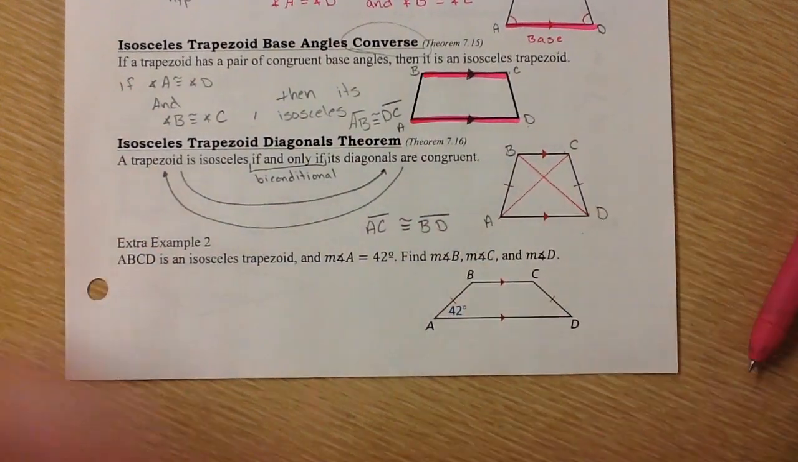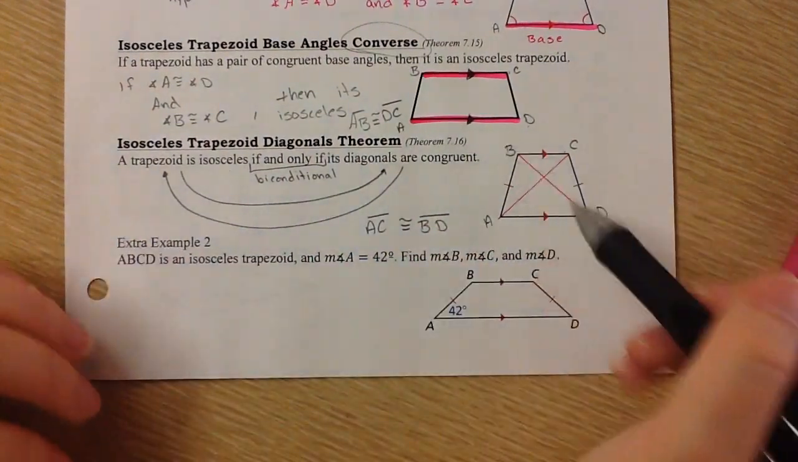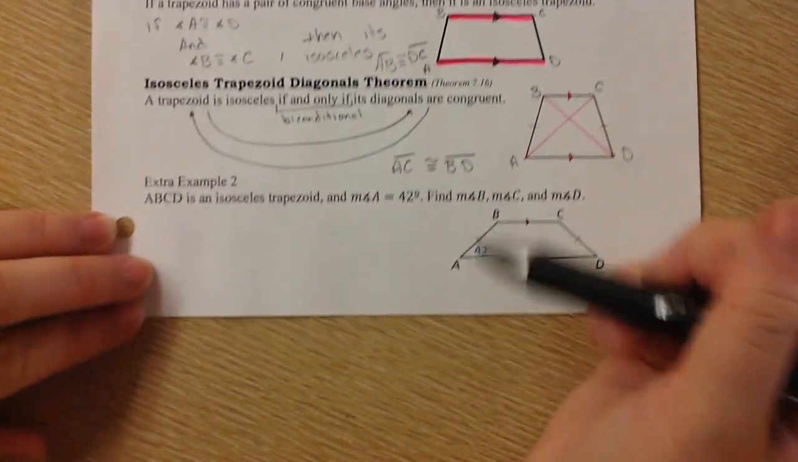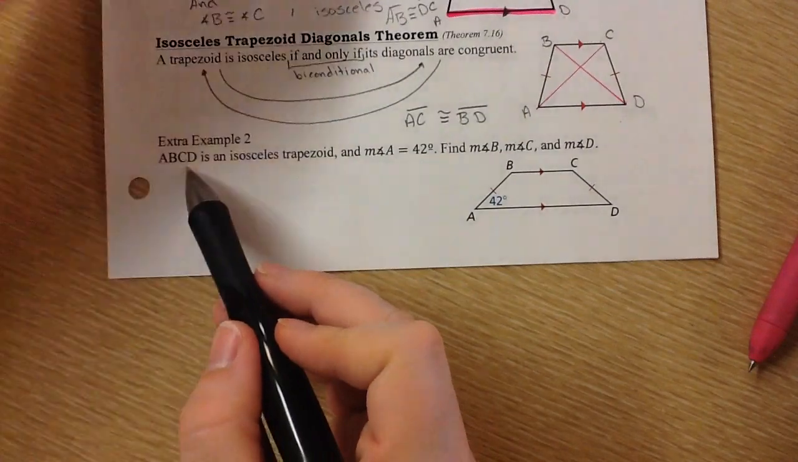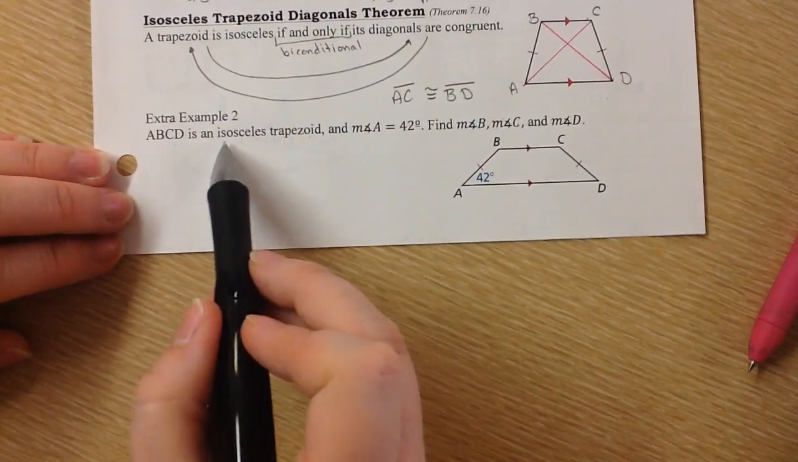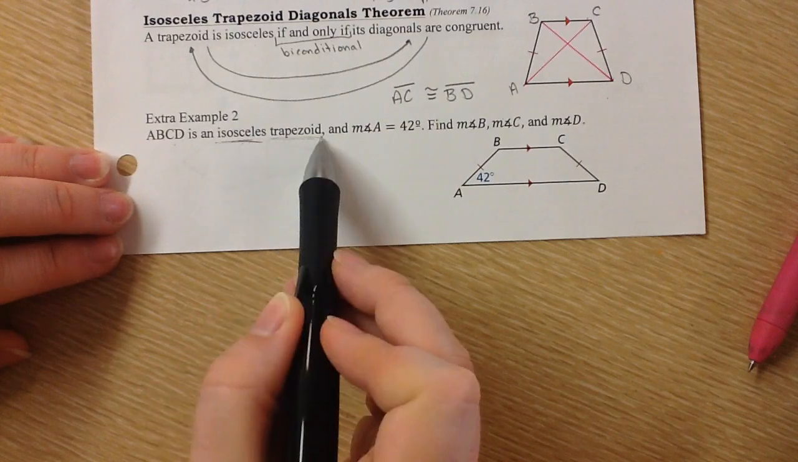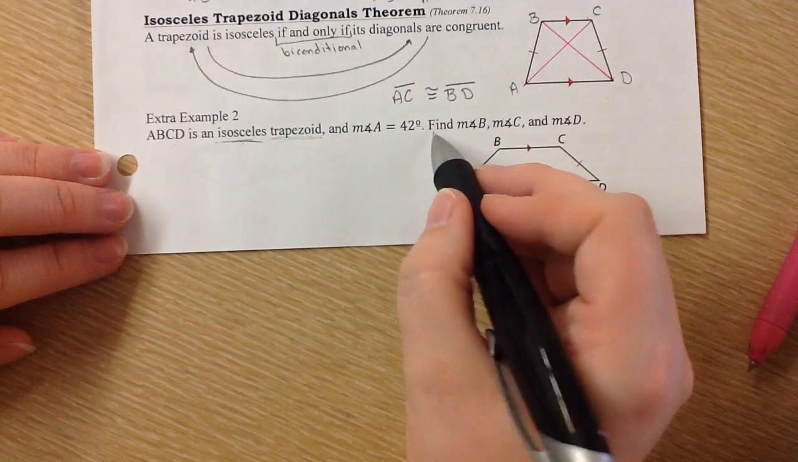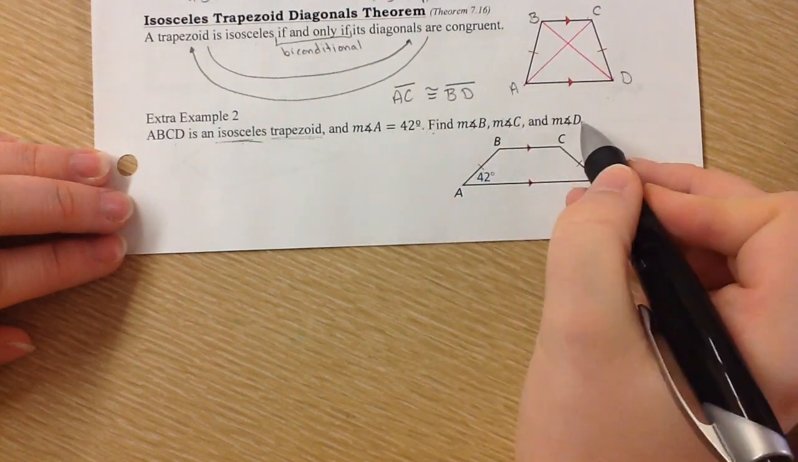And if I have a trapezoid and its diagonals are congruent, then it's isosceles. So it goes the other way around. Okay. So here, example 2. ABCD is an isosceles trapezoid. So we start out by knowing it's isosceles and trapezoid. The measure of angle A is 42. Find the measure of angle B, C, and D.